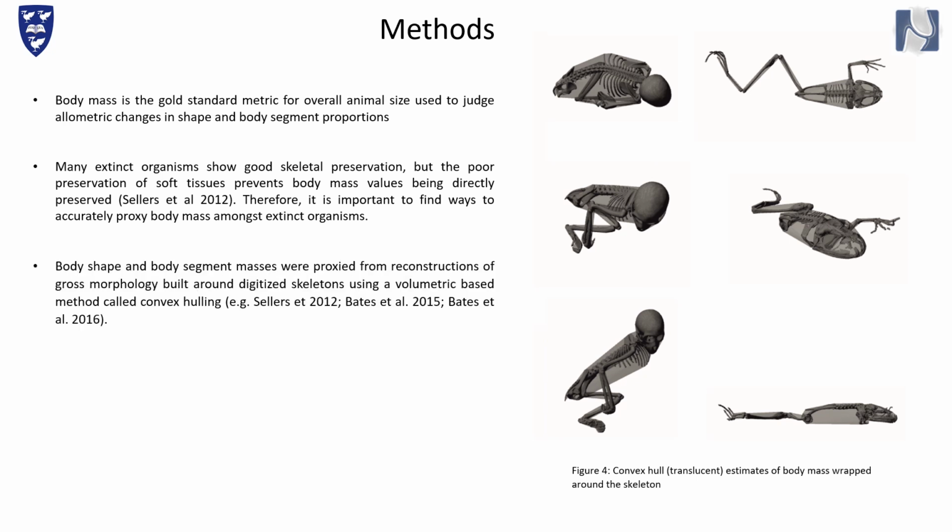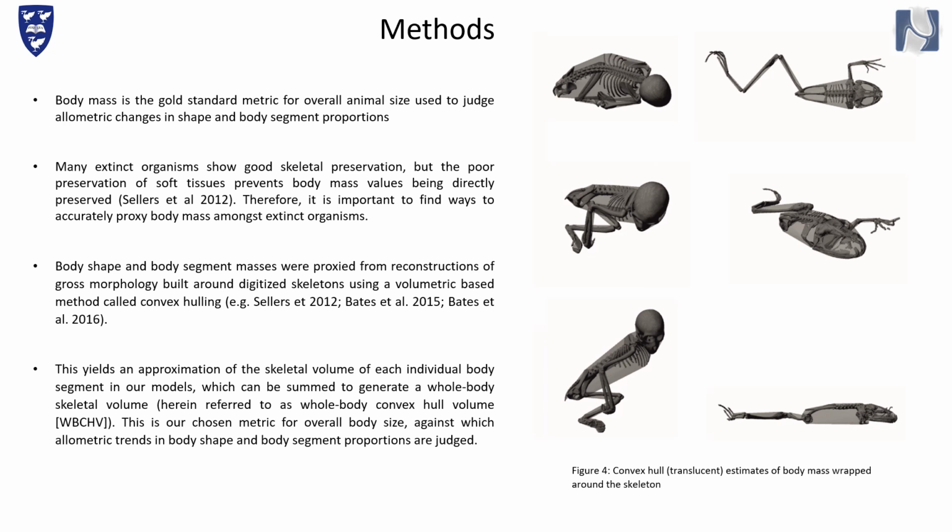So what we did was body shape and body segment masses were proxied from reconstructions of gross morphology built around digitised skeletons using a volumetric based method called convex hulling, which you can see in figure 4. This yields an approximation of the skeletal volume of each individual body segment in our models, which can be summed to generate a whole body skeletal volume. This is our chosen metric for overall body size, against which allometric trends in body shape and body segment proportions are judged.